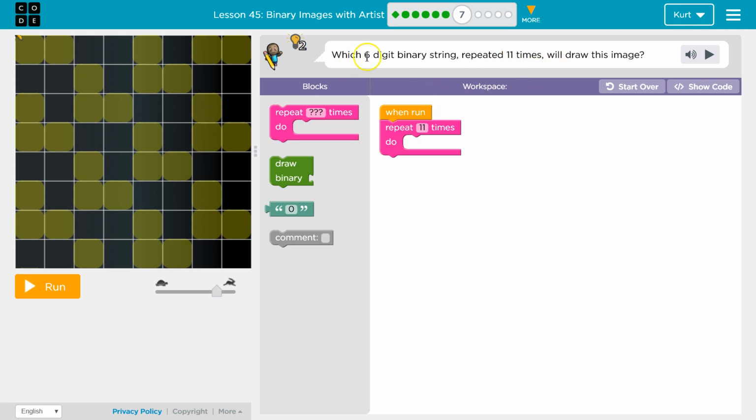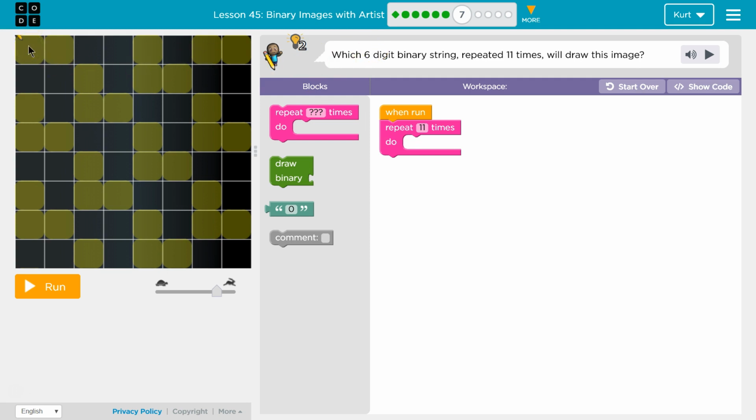So we need 6 digits. Remember, 0 is off or false in a computer. One is on or true. That's because at their base level, all computers only communicate in zeros and ones. They translate everything to zeros and ones to understand it. So, anyways, zero is off, one is on.